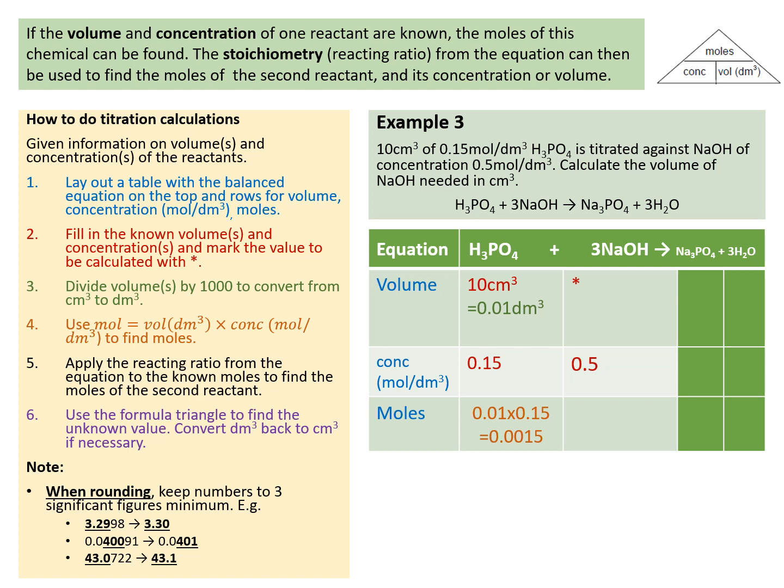Now, step 5, apply the reacting ratio from the equation. This is an interesting reacting ratio. Here we've got a 1:3 ratio. So we need to multiply our moles of phosphoric acid by 3 to give us our moles of sodium hydroxide. So 0.0015 multiplied by 3 gives us 0.0045 moles of sodium hydroxide.